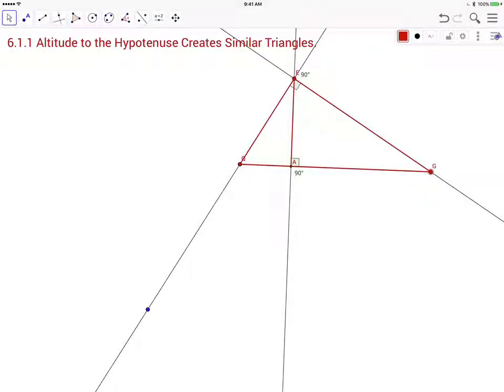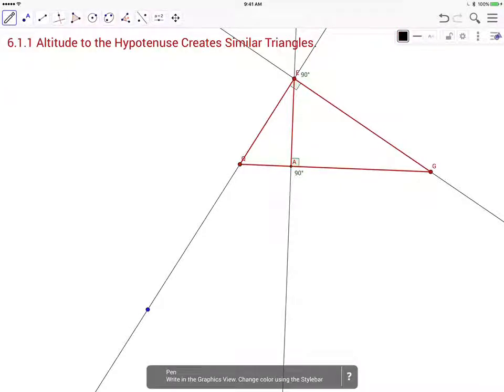Okay, here is section 6.1.1. What happens when you draw an altitude to the hypotenuse of a right triangle? Well, it turns out that it creates similar triangles. In fact, it creates three similar triangles. And let's highlight why that's the case.